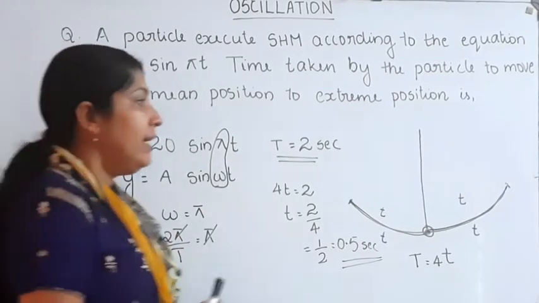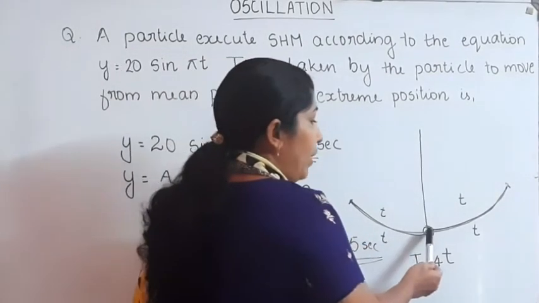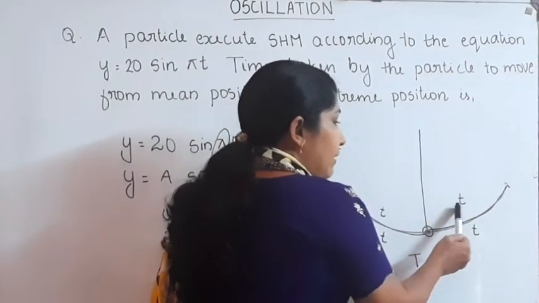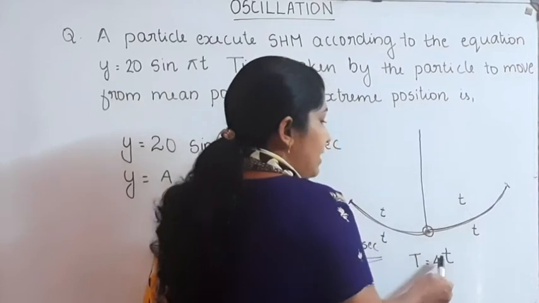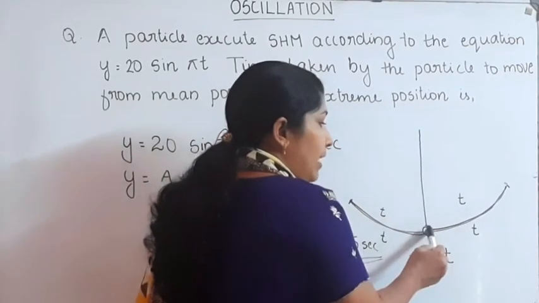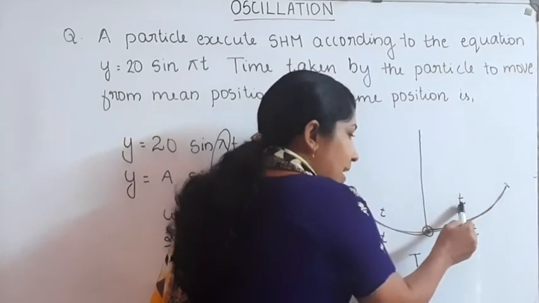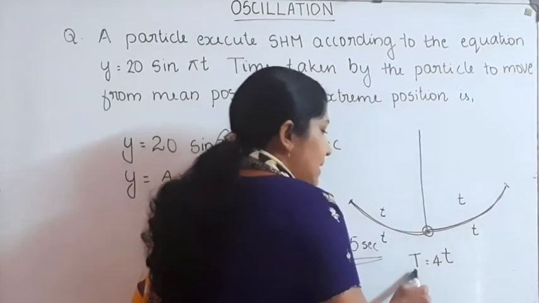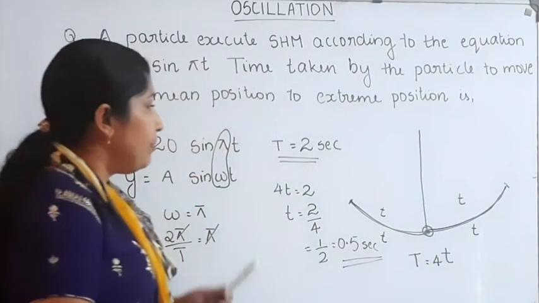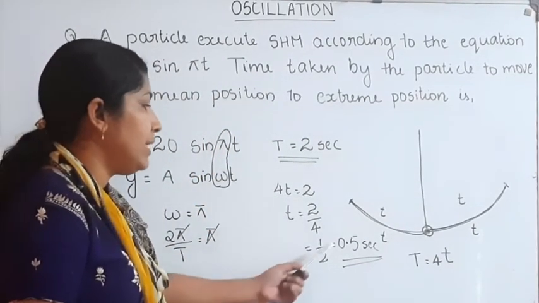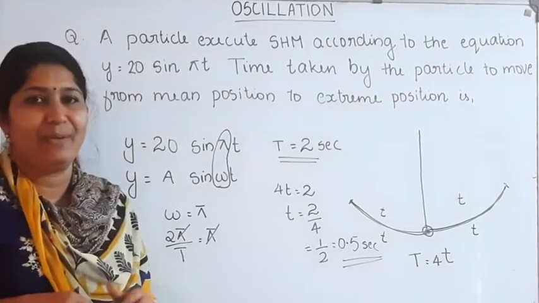Here we know that the time taken by the particle to move from the mean position to extreme position is t. Then the time period T is equal to 4 into t. Then 4t is equal to 2 second. Then t is equal to 2 by 4, that's equal to 0.5 second.